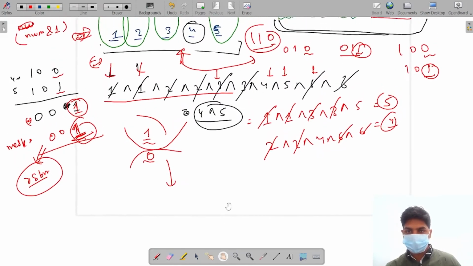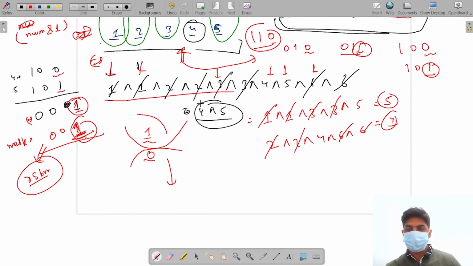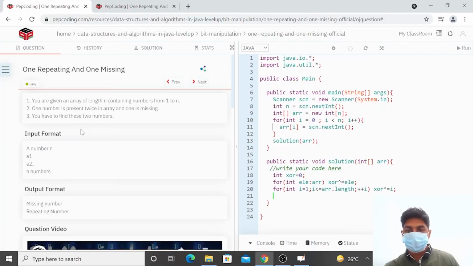After this, what we did means calculating the XOR, we got something like this, 001. So we have to calculate this rightmost set bit mask. Okay, so let's create a mask. Mask will be what? Mask will be XOR and negative of XOR.